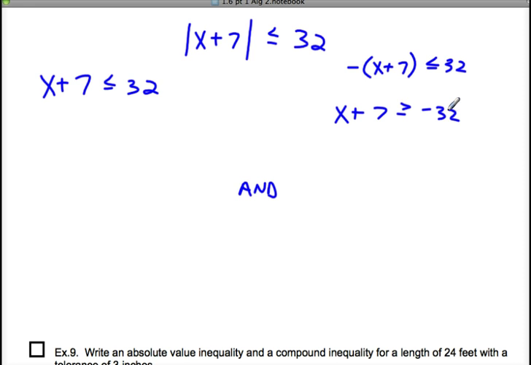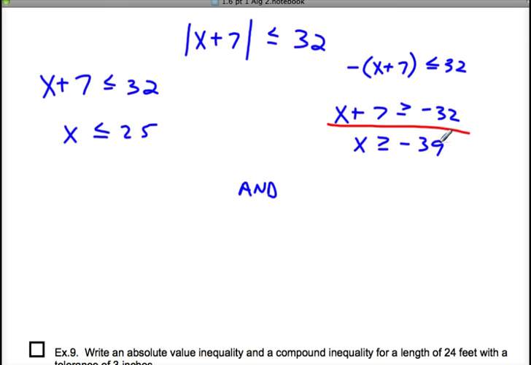And this is where I always start. I don't write the top, the one above it. I write right here. I just know to switch the symbol, in this case from less than to greater than, and switch the sign from 32 to negative 32. Solve both inequalities. Subtract 7 to get x is less than or equal to 25. Over here, subtract 7 to get x is greater than or equal to negative 39.